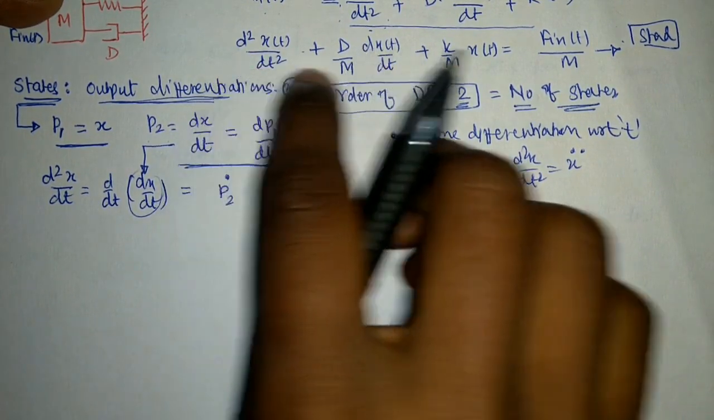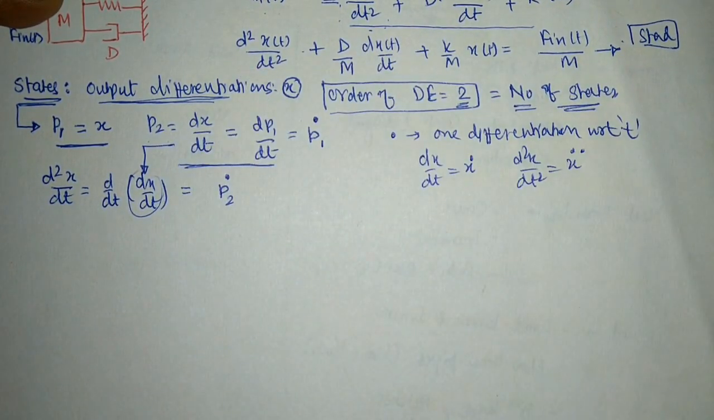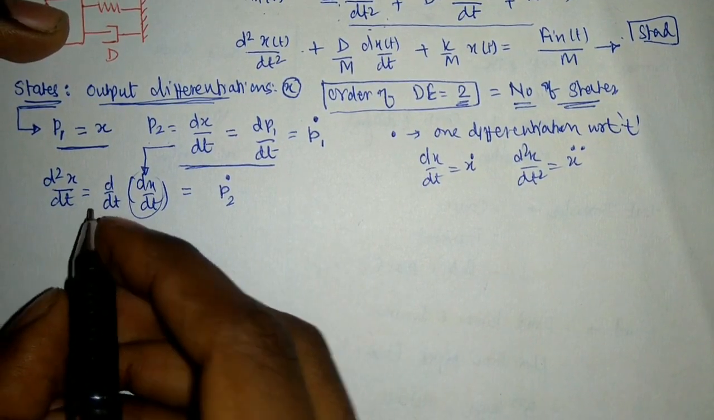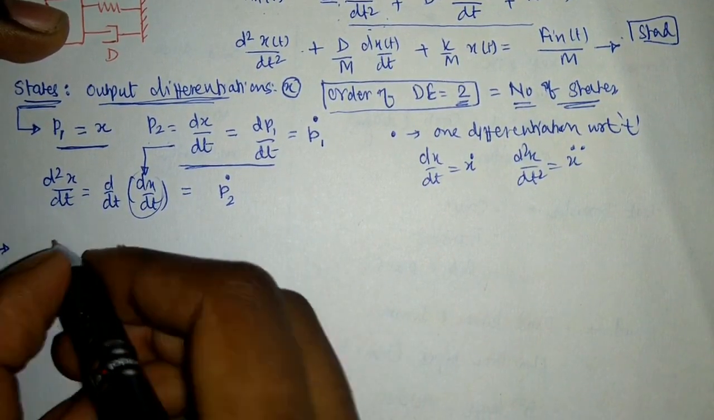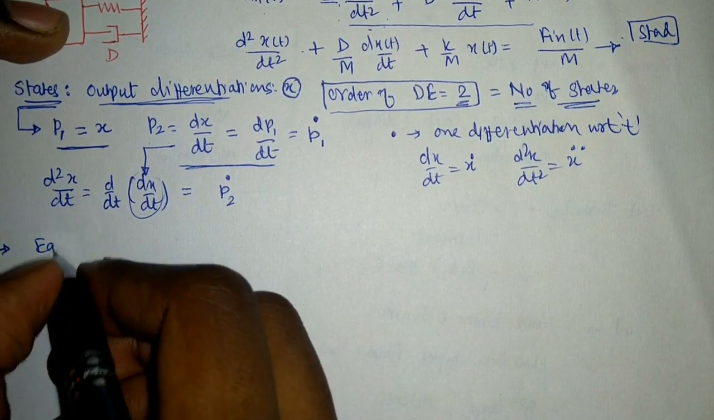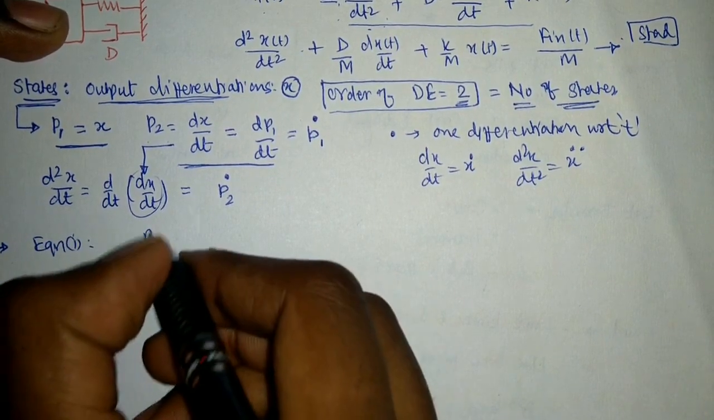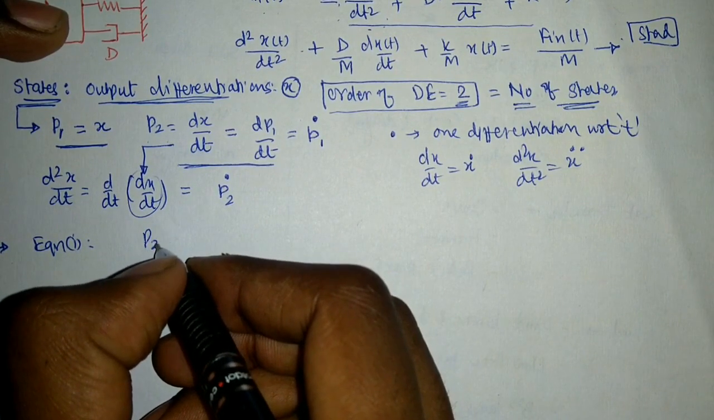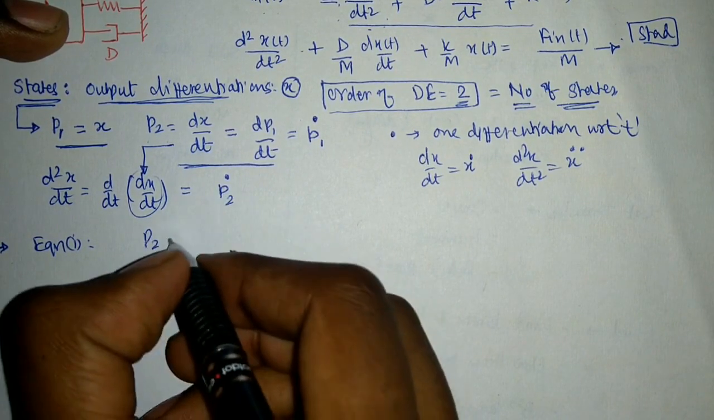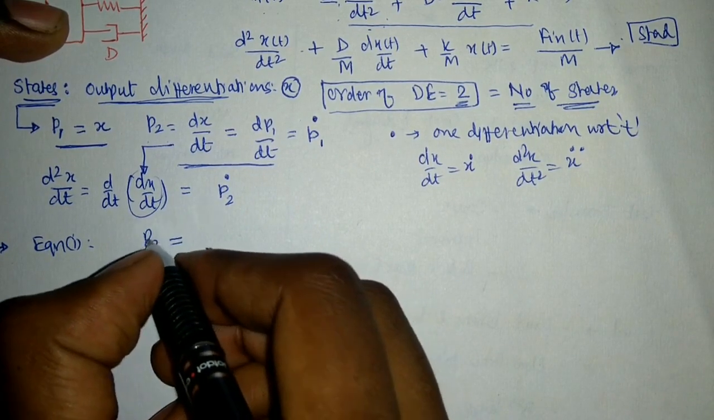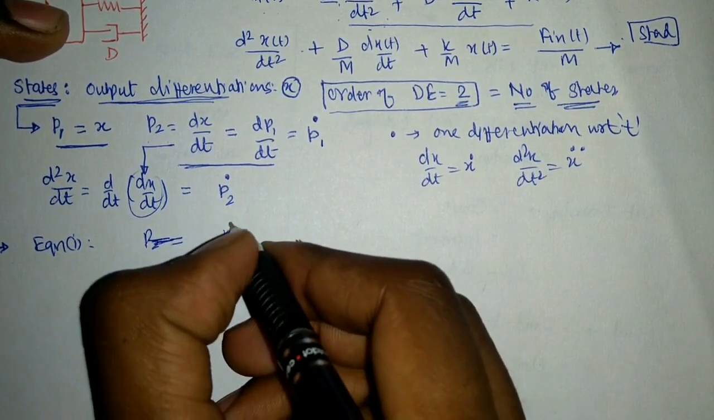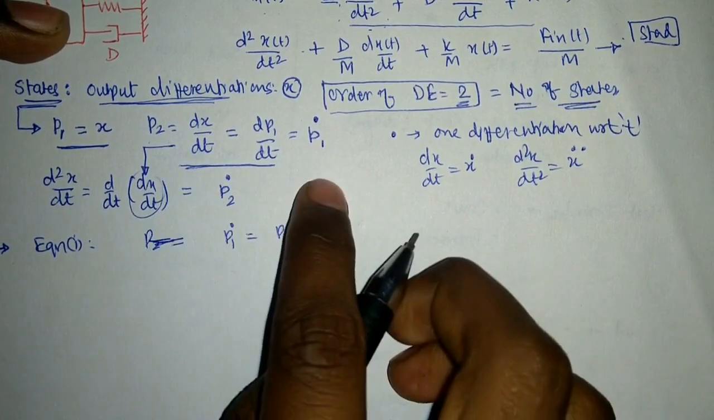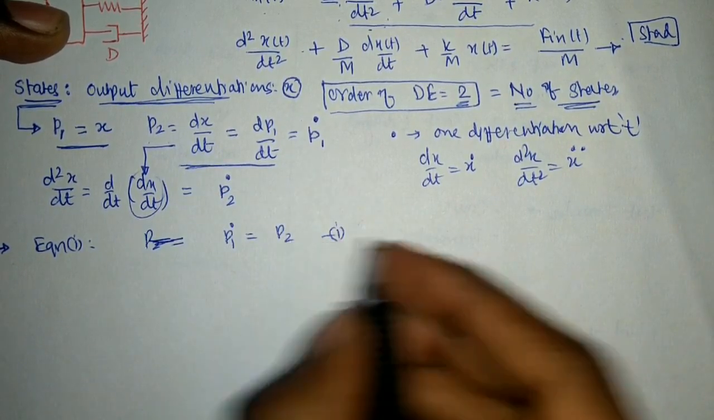Now I am going to write this equation in terms of a matrix. I'm going to have a matrix representation here of that same equation. So what are the equations that I'm getting finally? Equation number 1 is, or I will write it the other way, P1 dot is equal to P2. That is my equation number 1. Okay, I'm always going to have these types of equations.